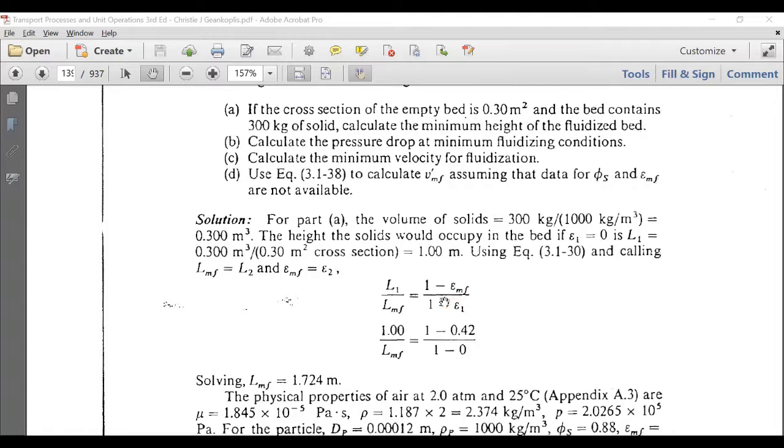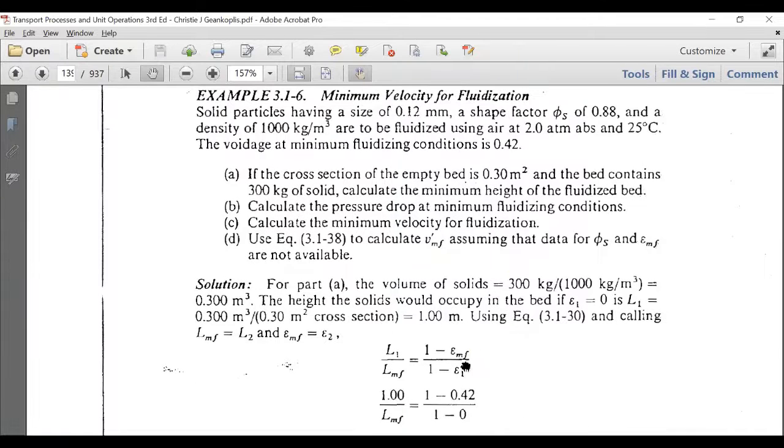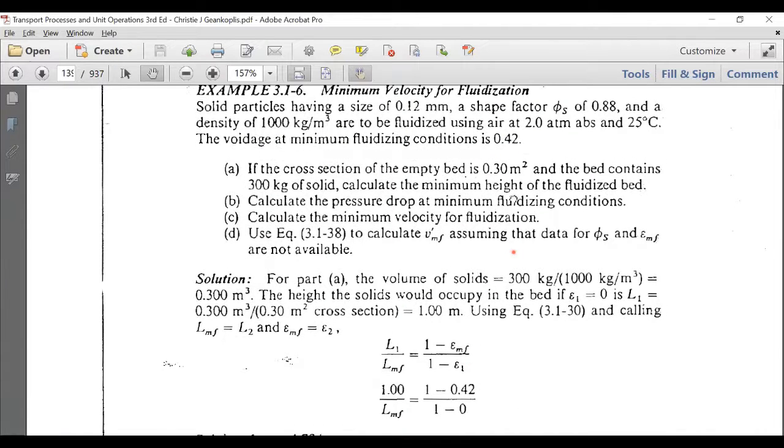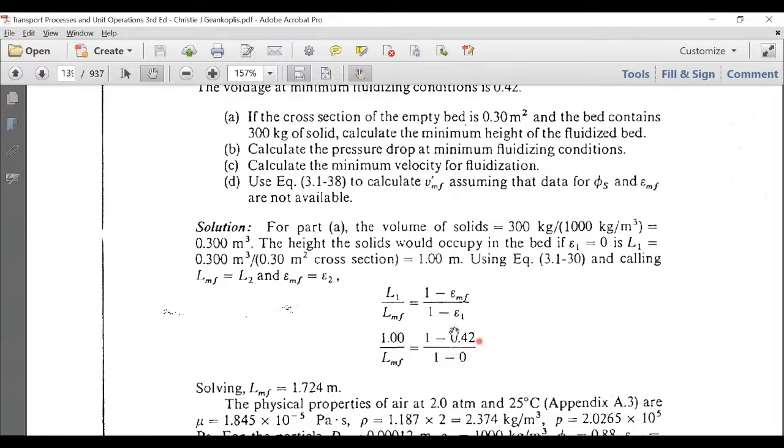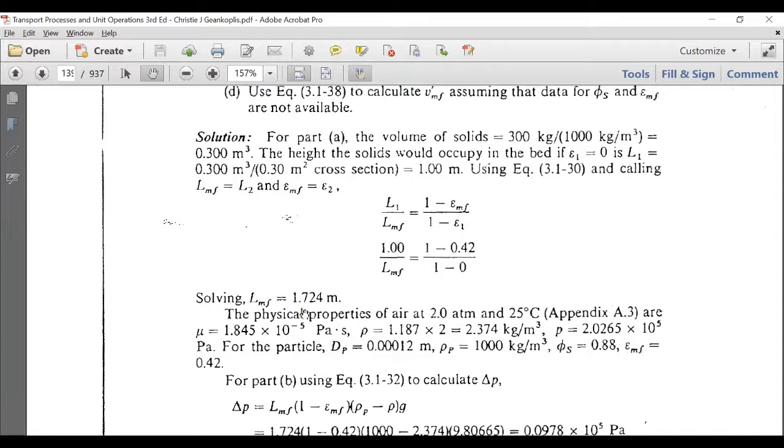Because what I want to find here is the minimum height of the fluidized bed, so the height of the bed at minimum fluidization. So the second condition is at minimum fluidization, that's why I changed the notations to MF. I know that epsilon MF is 0.42. I will substitute it here, so I can find the LMF. It is 1.724 meter.